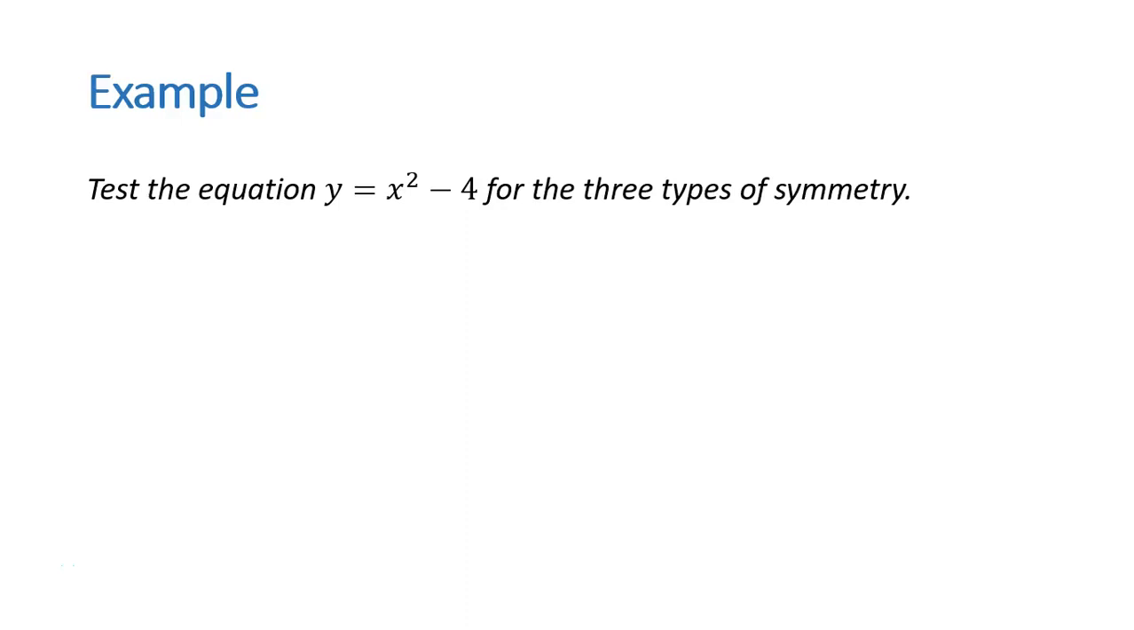So let's do an example where we test an equation for the three types of symmetry. Our equation is y equals x squared minus 4, and we want to test for y-axis, x-axis, and origin symmetry. So the goal for each of these is once we plug in a negative, we want to try to get rid of that negative or the negatives in the problem. Another way of saying that is we want to use whatever algebraic skills we have to change the equation with the substitution made so that it mirrors the original equation that we're testing.